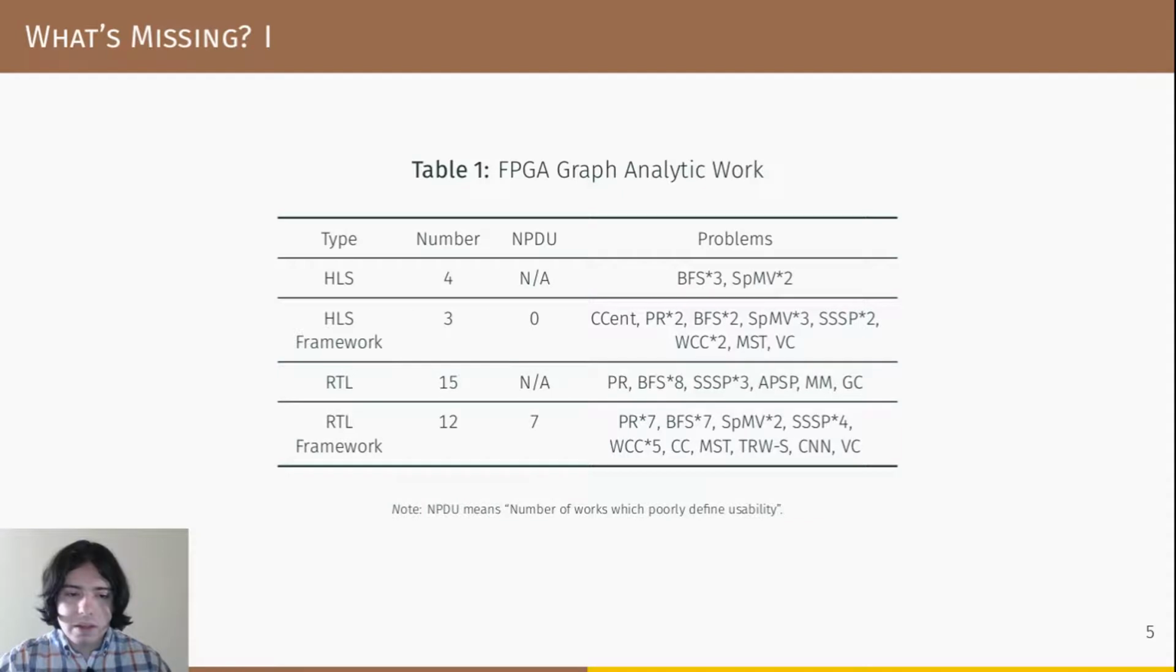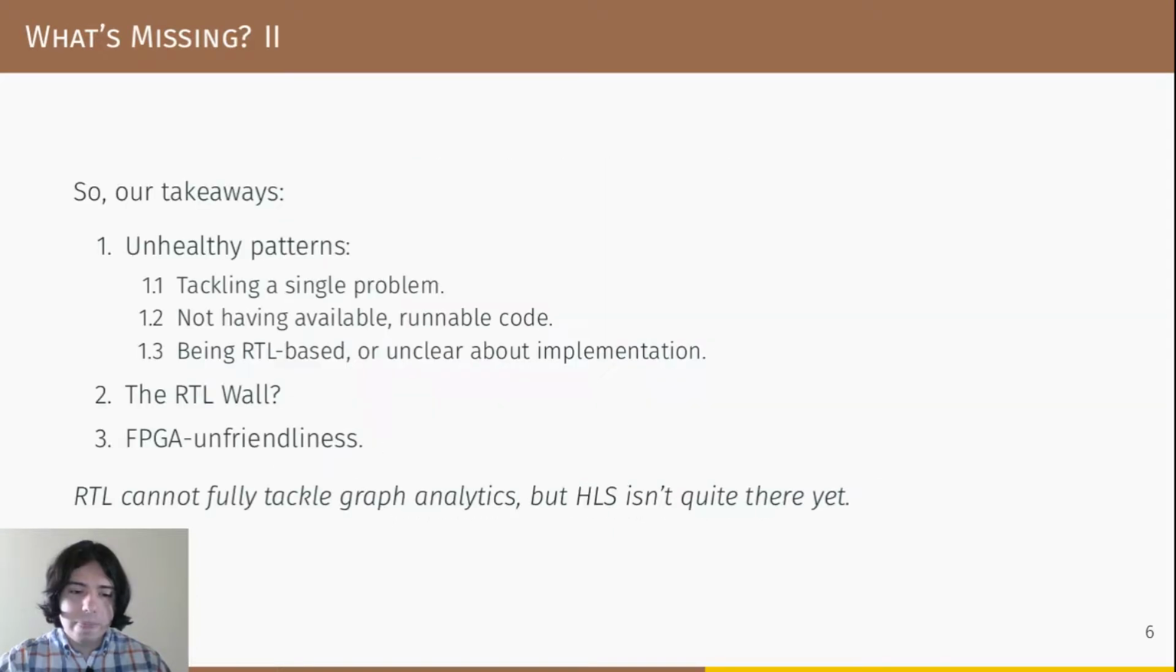Anyways, looking at the table, the important thing to note is the distinction we make between HLS-RTL and HLS-RTL frameworks, which are tools that allow solving various problems instead of just one by a high-level paradigm, which is not necessarily a programming paradigm. So they're exactly the kinds of tools we're arguing for.